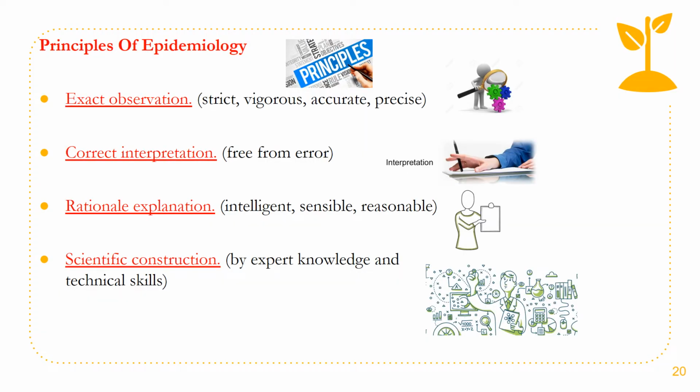Coming to the principles of epidemiology, the first principle is exact observation. The second is correct interpretation. Then rational explanation. Then scientific construction. So these are some of the important principles of epidemiology.